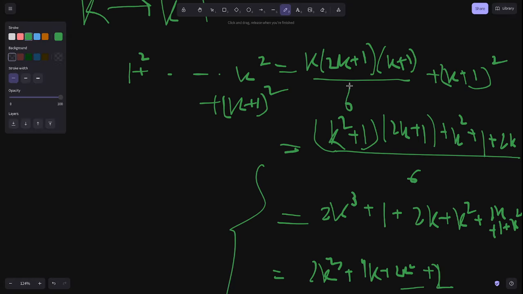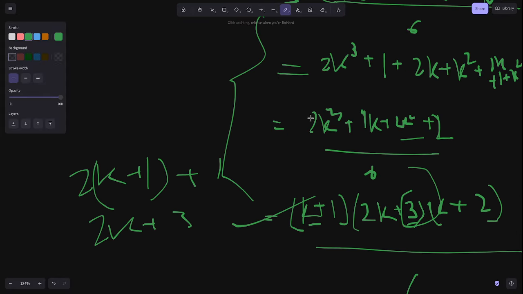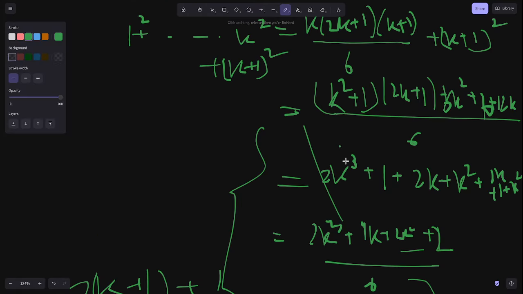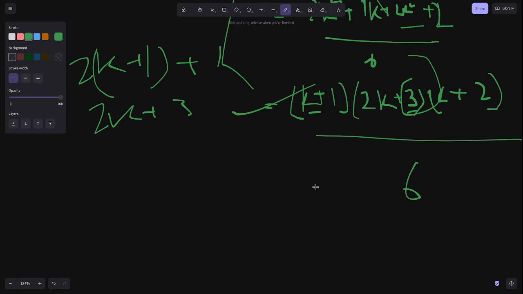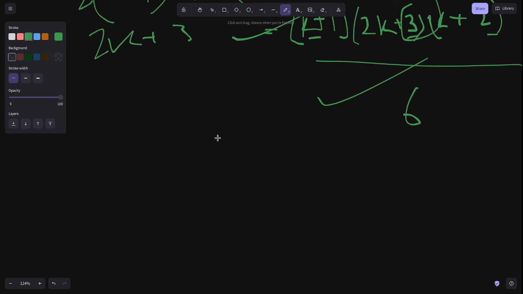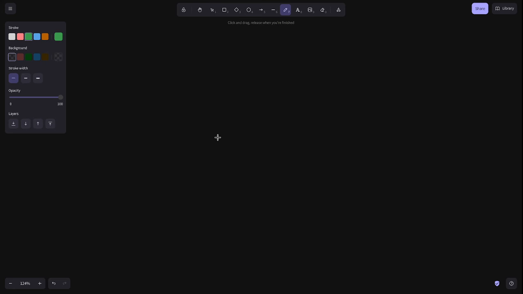This is plus k. Oh, this will be into 6. My mistake. Then it is correct. I messed up this calculation. It will be into 6 here. So this one matches here. Not an issue. So this is how you solve induction sums, I guess.